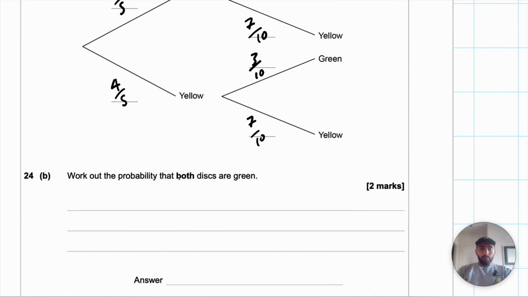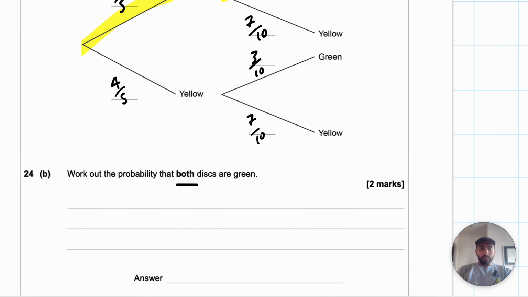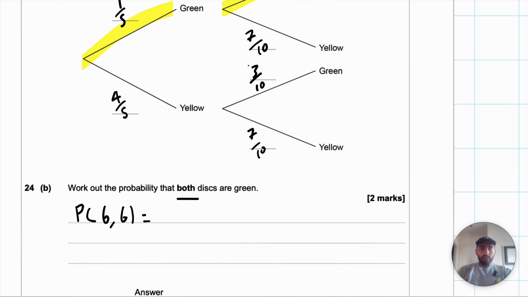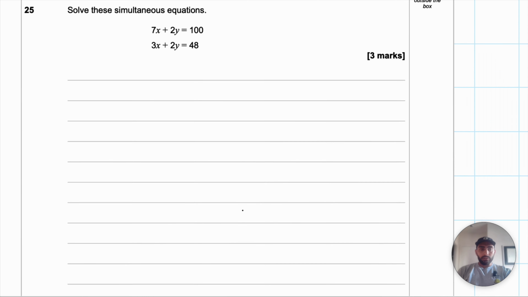Part B, work out the probability that both discs are green. So we're trying to find green, and then we're trying to find green again. So to find the probability of multiple events, we just multiply them together. We're finding probability of green and then green again, which is equal to 1/5 multiplied by 3/10. Multiply 1 by 3, which is 3, 5 by 10, which is 50, 3/50.